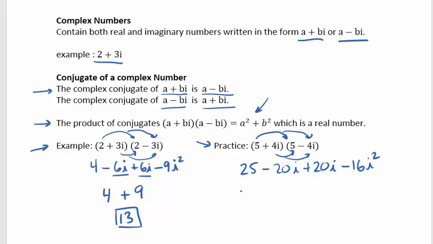So let's simplify this then. 25 minus 20i plus 20i is 0. And remember, i squared is going to be negative 1, so negative 1 times negative 16 would give me plus 16 there. And adding 25 and 16 together, I get positive 41.